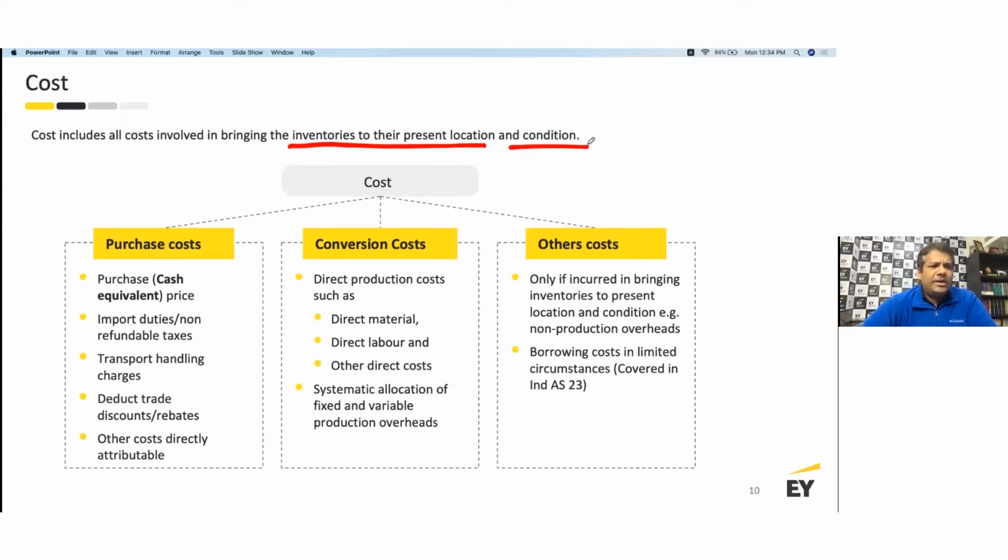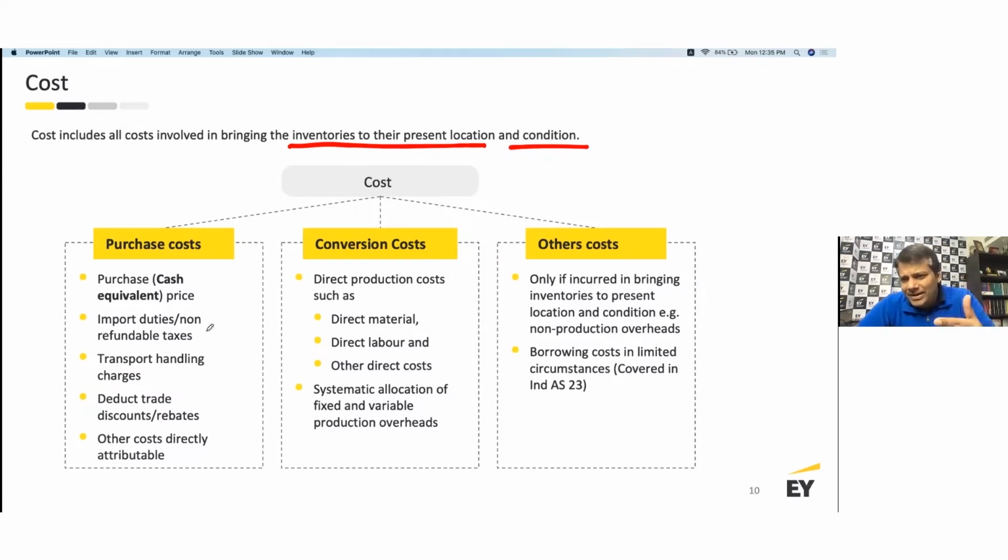Now, what goes into your purchase cost? The purchase price, the invoice value: the price at which someone has offered to sell, or you agreed to buy. Import duties or non-refundable taxes. If a tax is an input or output tax, then you don't load it to the cost of inventory; you keep it in a separate account. But non-refundable taxes incurred are part of the cost of purchase. Transport and handling charges also go into inventory.